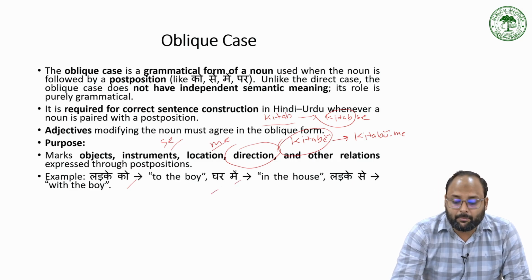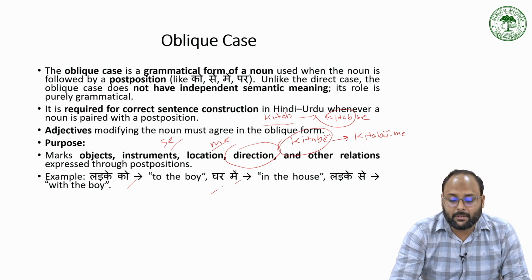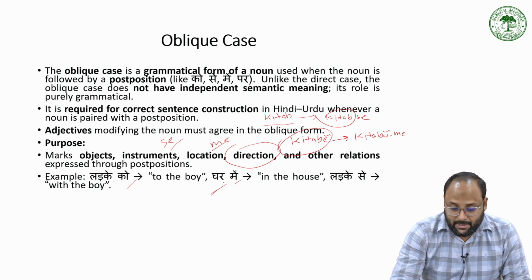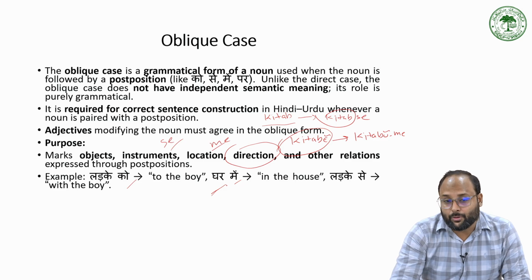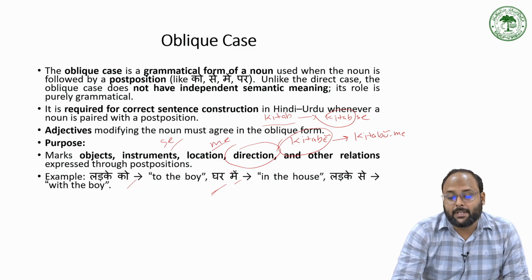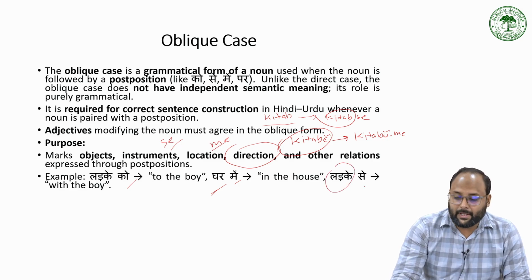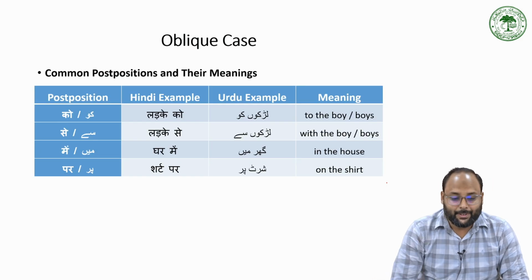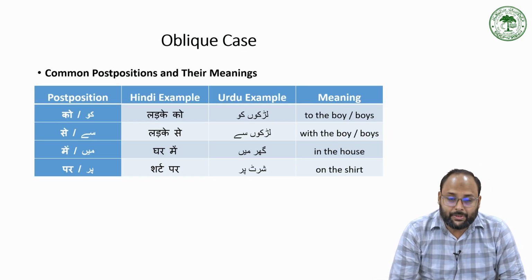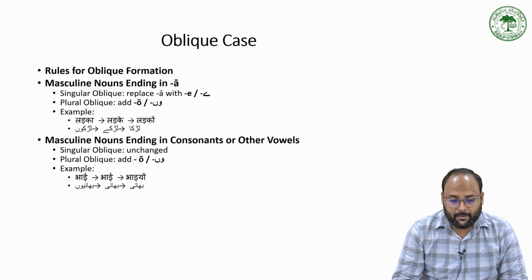For ghar, ghar mein. Because it is a non-animate noun, and the last sound of ghar is a consonant, for singular it is not changed, but for plural it is changed: घरों में. And लड़का changes to लड़के when you are adding से. So these are the postpositions that we are using with the noun, and the base form may or may not change. Like लड़के को, लड़के से, घर में, शर्ट पर. So there is some rule for how it will change.